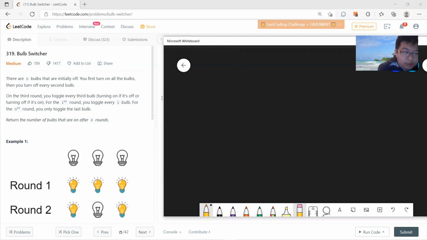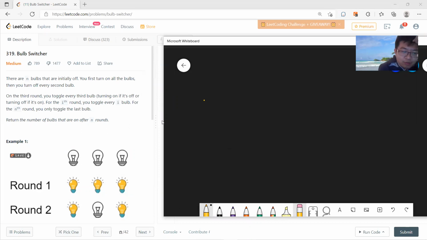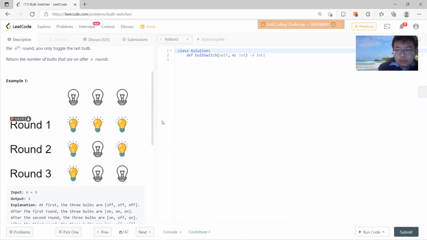You turn on all bulbs, and now third round. So basically in the first round you touch all bulbs, in the second round you touch every second bulb, and in the third round you target every third bulb. Okay, and you need to return the number of bulbs that are on after n rounds. Also, I think you just try and error and you will find the hint. Right, so basically in the first round everything is on, and in the second you touch the second, right? So this is off, the third you touch this.